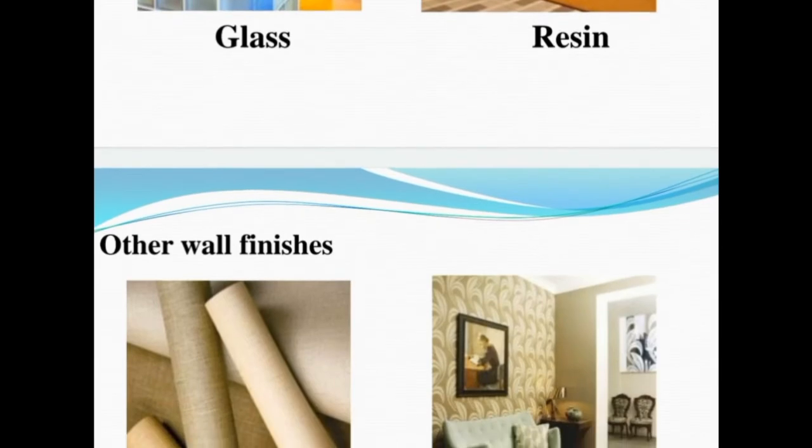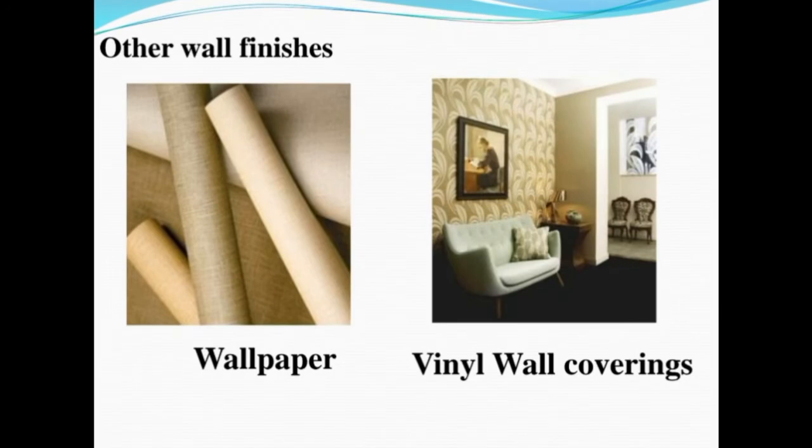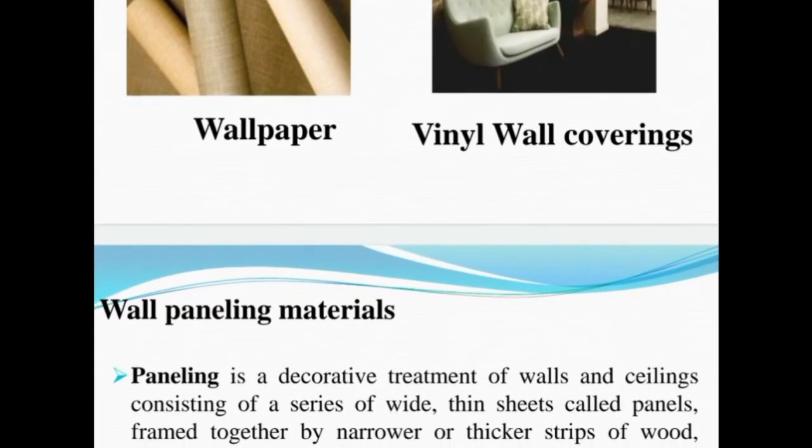And other types are wallpapers. Wallpapers are nothing but elements in the form of sheets which are placed on the walls, and they give a pleasing appearance to the construction. So it's mainly used for wall finishes and also used for floorings. And the next one is vinyl wall coverings. It's also one of the major wall finishes used nowadays. So these are some of the wall finishes that are used in the construction industry.